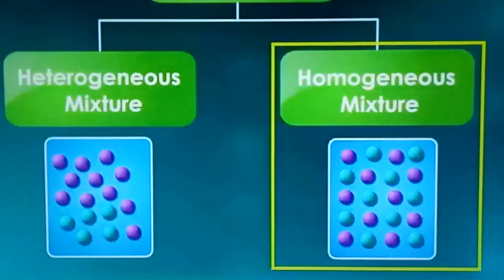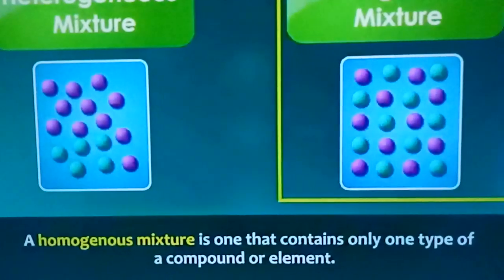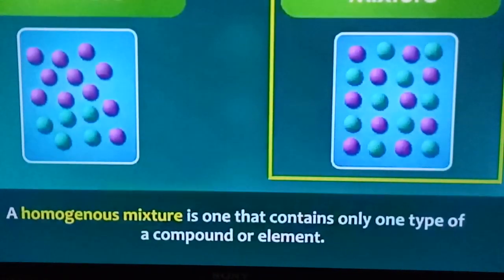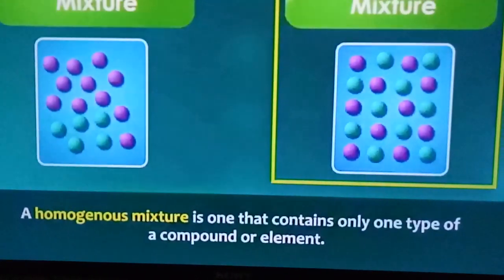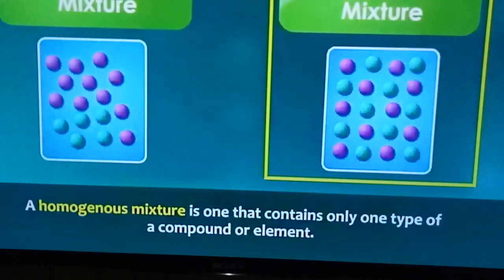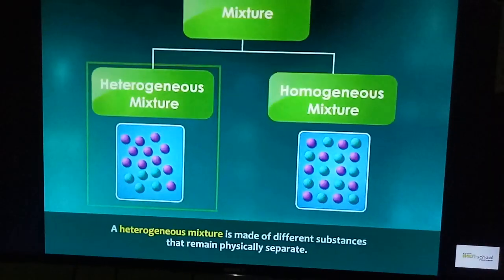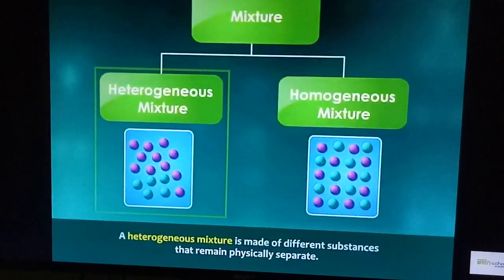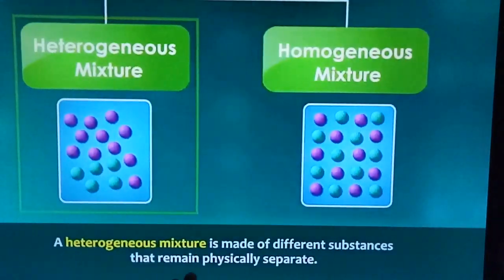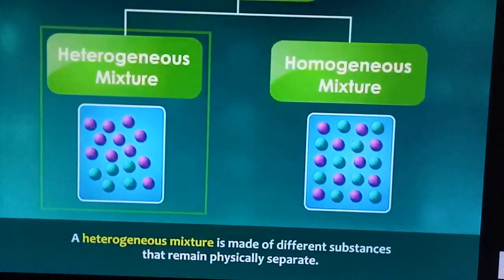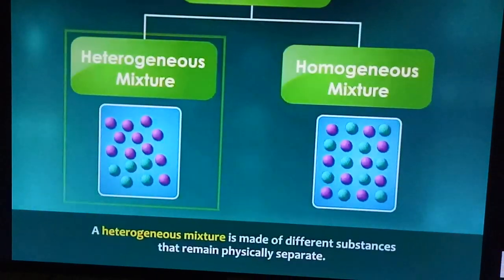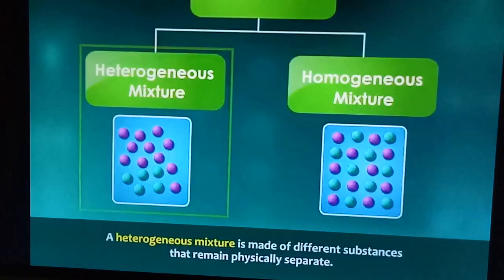Let us see the definition of homogeneous mixture. A homogeneous mixture is one that contains only one type of a compound or element. Now, a heterogeneous mixture is made up of different substances that remain physically separate. Okay, children.